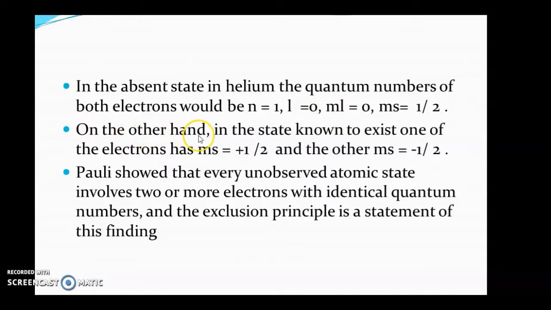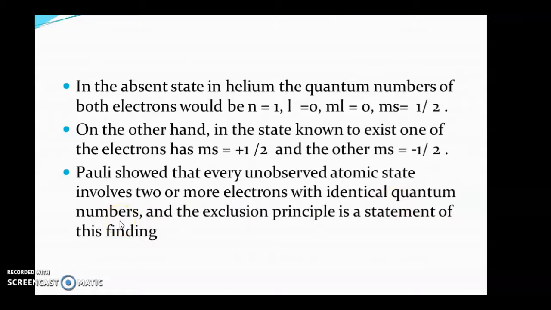But on the other hand, the state known to exist is one in which one electron has a quantum number ms equal to plus half and the other one has ms equal to minus half. This is possible because the quantum numbers are different. All the four quantum numbers being the same is forbidden by Pauli's exclusion principle. So Pauli showed that every unobserved atomic state involves two or more electrons with identical quantum numbers.